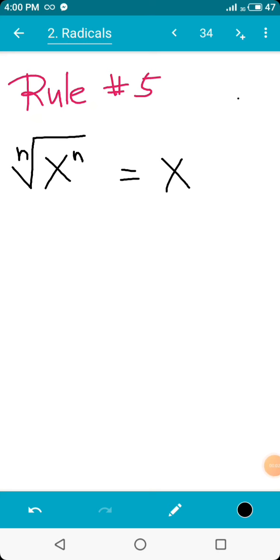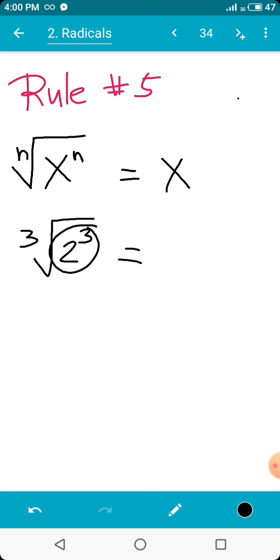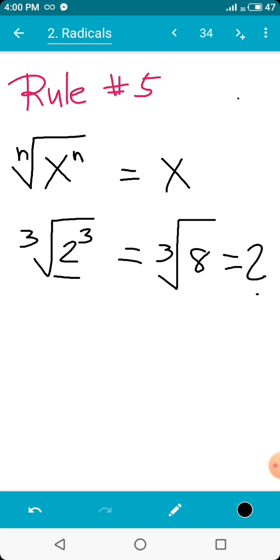Okay, so let's have the rule number 5. So, we have here nth root of x raised to n. And to simplify that, it's just equivalent dun sa x or dun sa number na nasa loob ng radical sign, yung base, okay? So, for us to prove kung talagang equal sila, let's have example. Let's say, cube root of 2 cube. Let's answer. It will become, syempre, nasa loob muna ng radical sign, cube root of 8. And the cube root of 8 is 2. So, yun lang din yung sagot.